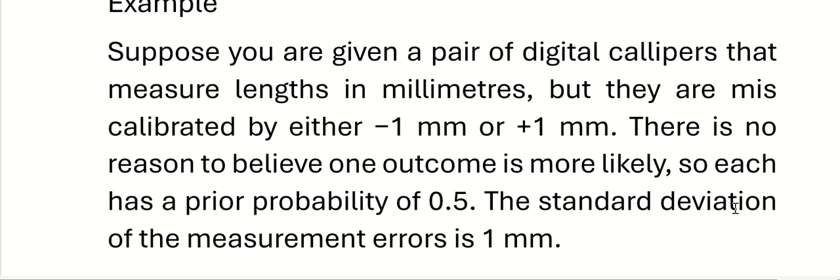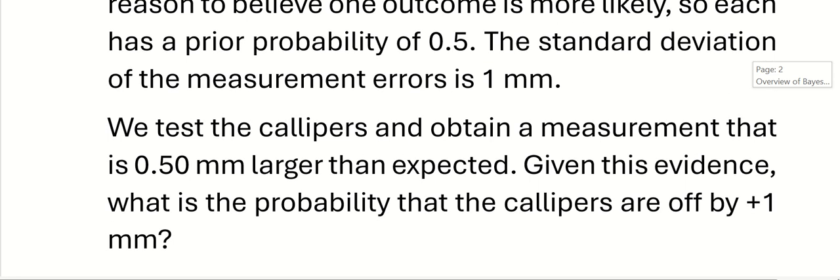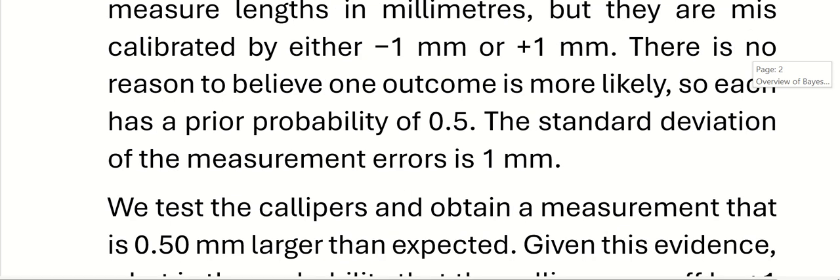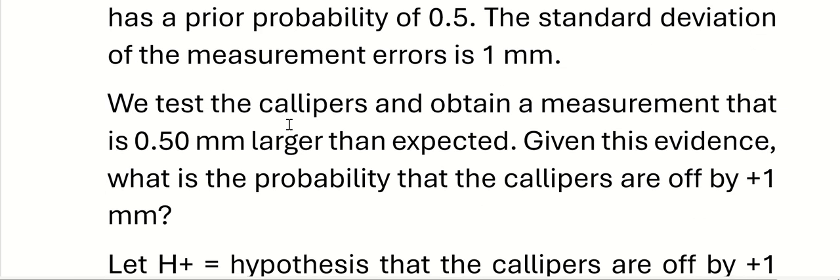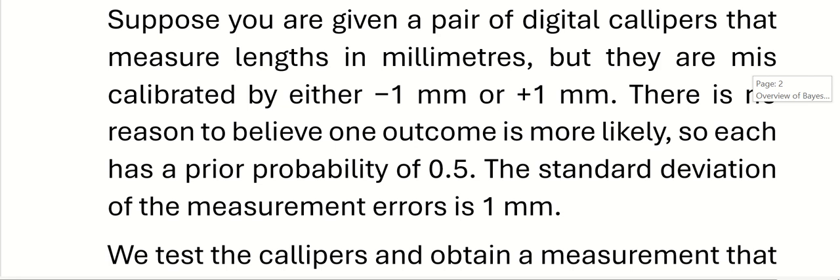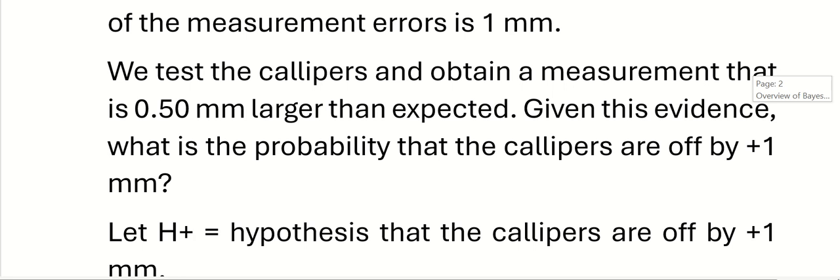The standard deviation of the measurement error is 1 millimeter. Keep that in mind. We test the calipers and obtain a measurement that is 0.5 millimeter larger than expected. So if it is +1 millimeter, that means our measurement was 1.5, and if it was -1, it will be -0.5 millimeter. Given this evidence, what is the probability that the calipers are off by +1 millimeter? Our initial belief is 50%, 0.5, but how this will change after this measurement, that's what we need to understand.